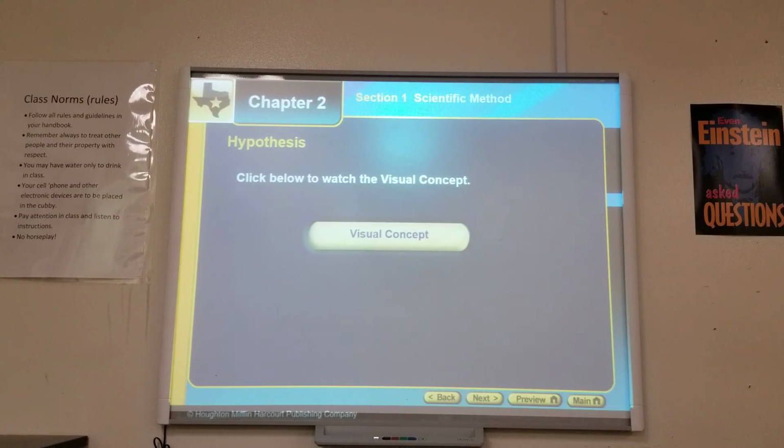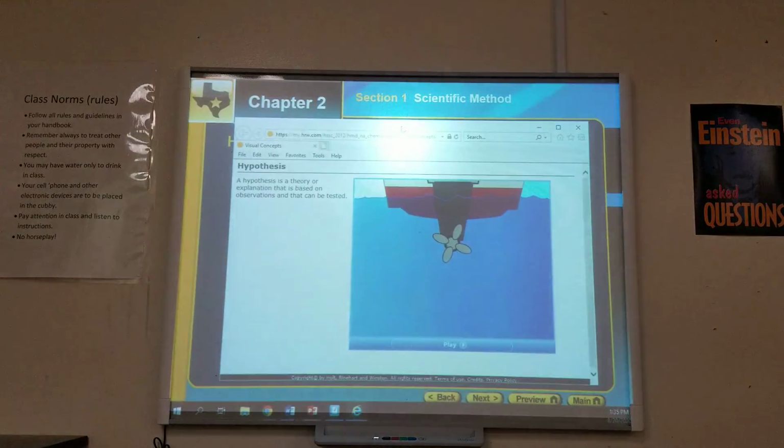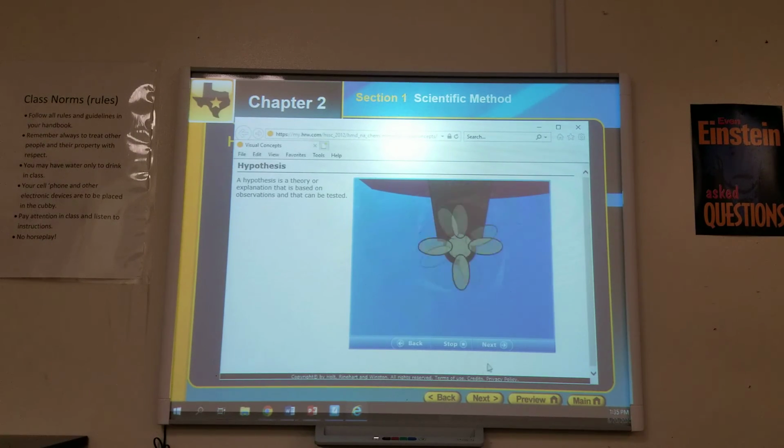A hypothesis is a theory or explanation that is based on observations and that can be tested. Two engineers named James Sarnowski and Michael Triantafilou had a question. How could they build a better boat propulsion system? A propulsion system is what makes a boat move. Most boats are driven by propellers.